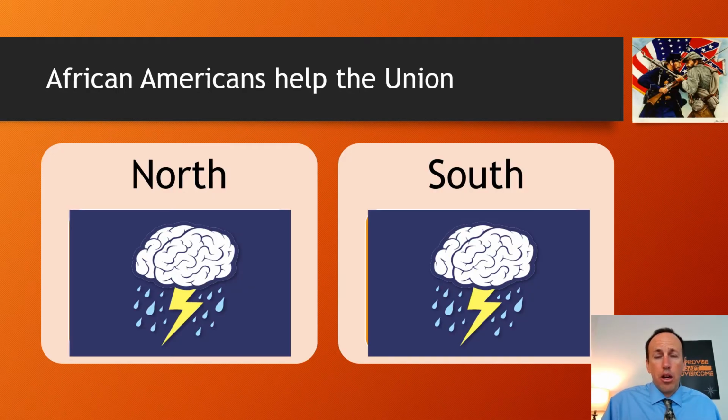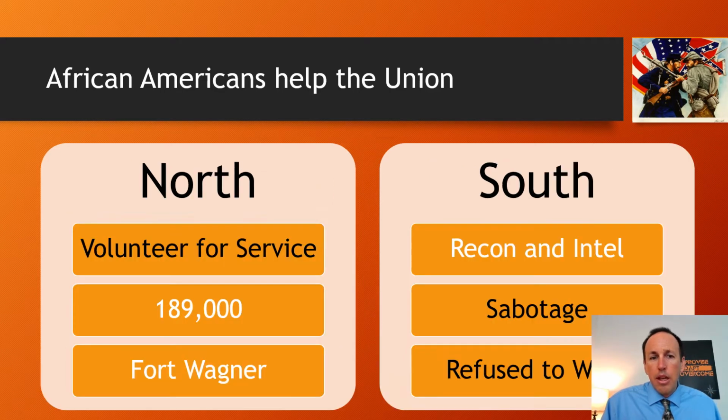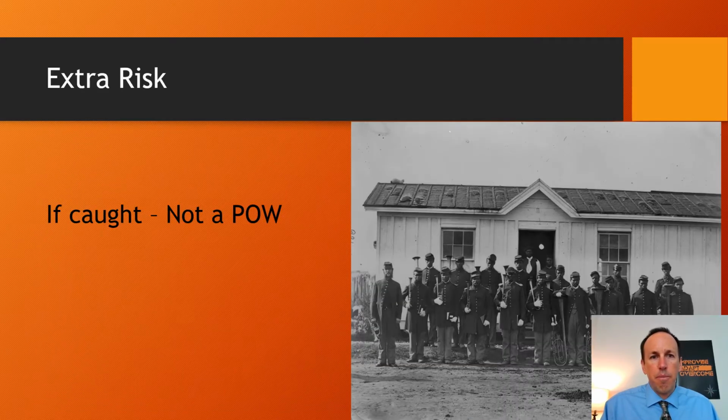African Americans are going to help the Union. Let's think about different ways that they could help. In the North, they'll volunteer and become part of the Army. In the South, they can sabotage or refuse to work or things like that. So this is going to be a huge advantage to the North. There's extra risk as well. If you're an African American and you get caught, you're not just a prisoner of war. You could be put back into servitude. You're always risking your life, but they have even more risk.